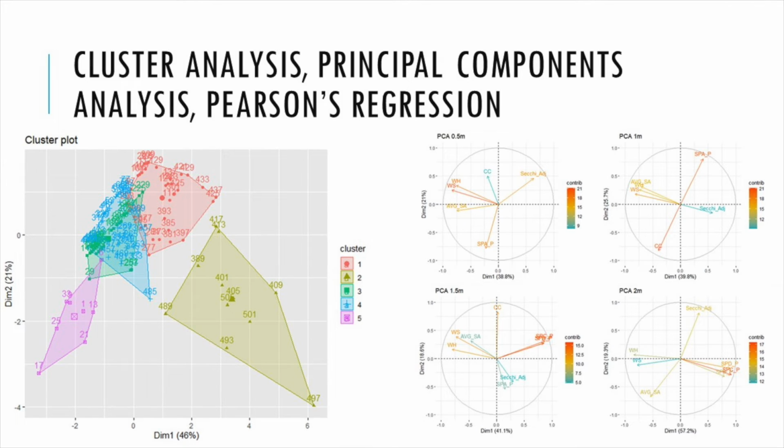The analysis of this fish lure count data consisted of a cluster analysis followed by a principal components analysis and a Pearson's regression. So the cluster analysis grouped the environmental conditions sampled into 5 clusters that I then compared to the lure counts, and then I completed a PCA and a Pearson's to determine how much each environmental variable mattered to the lure visibility at each depth.